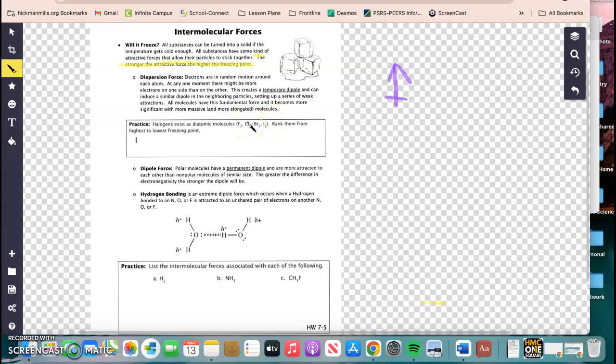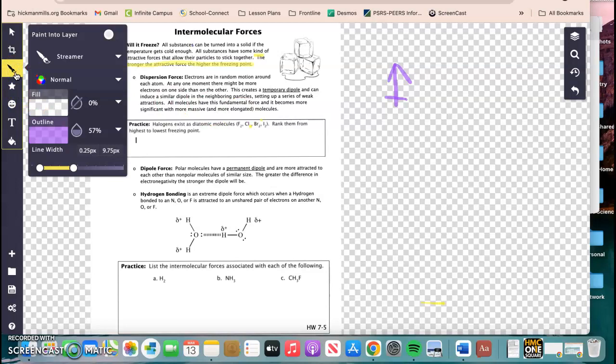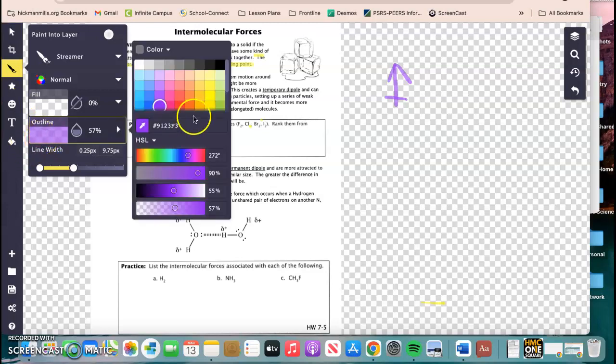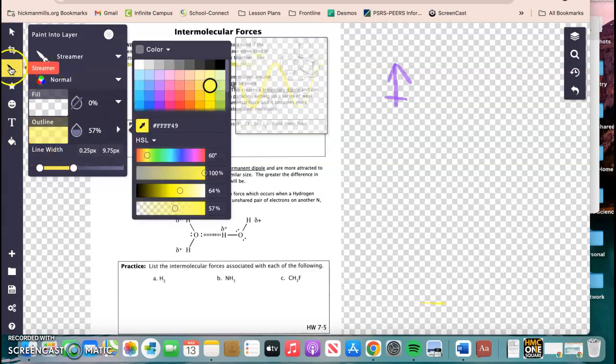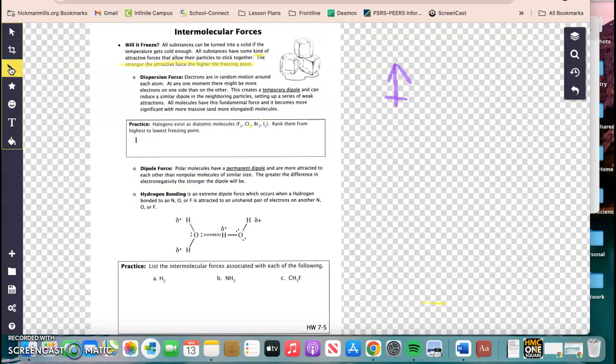With dispersion forces, all molecules will have dispersion forces. This is in every molecule, so we are going to highlight that. The larger a molecule is, either in mass or in the amount of atoms within a molecule, that will increase the strength of that dispersion force. We're going to highlight that last sentence.